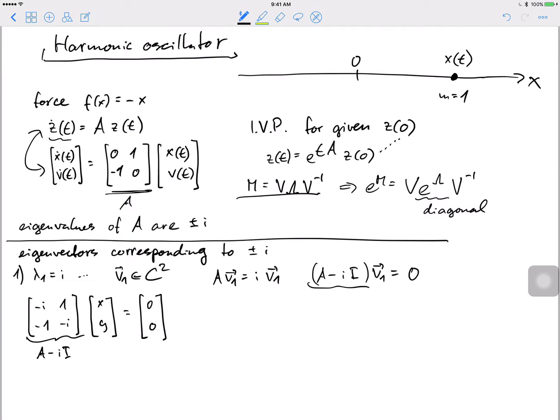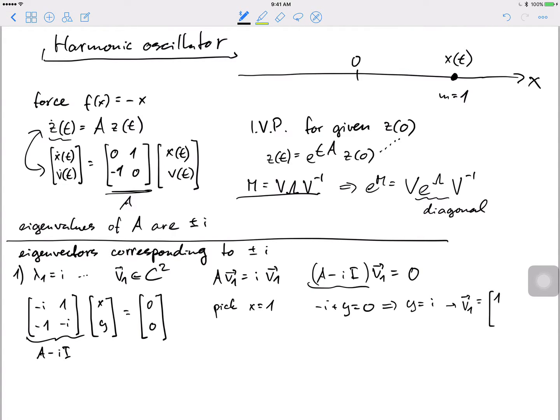Because the two rows are linearly dependent, we can do a simple thing. We can just pick whatever we want. We can pick x equals 1 and solve for y. If we pick x equals 1, then the first equation will give me minus I plus y equals 0, right? And that looks like y then needs to be I. So that gives me vector v1, which looks like this.